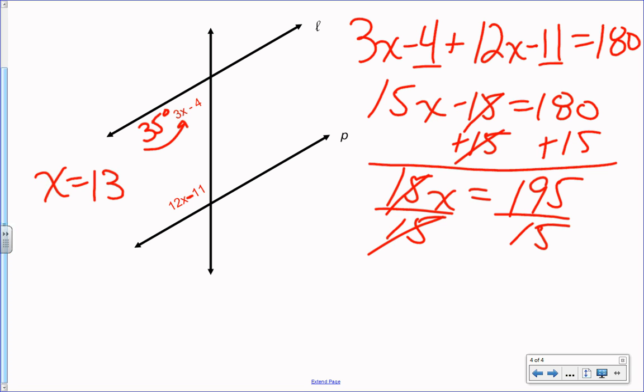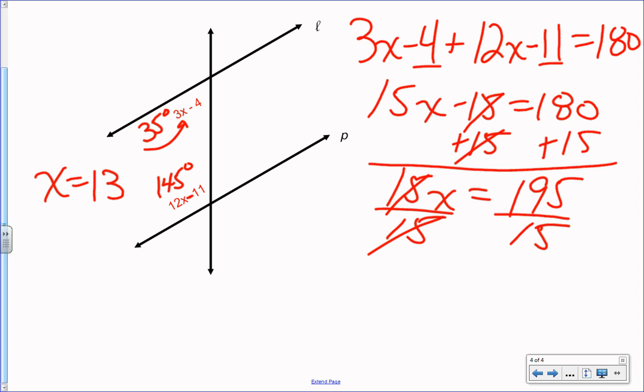So how about 12 times 13? That's a little bit harder. Does anybody know that one? Off the top, 156, very good. 156 minus 11 is 145. Did that work out the way it was supposed to? Yes. And this time I even made the angle somewhat believable, right? It even kind of looked like it.